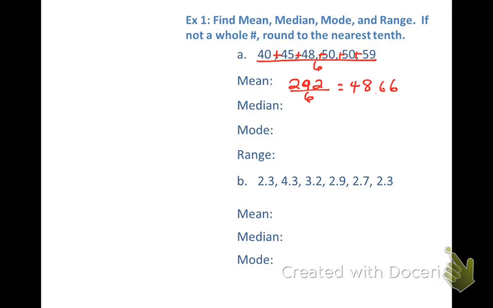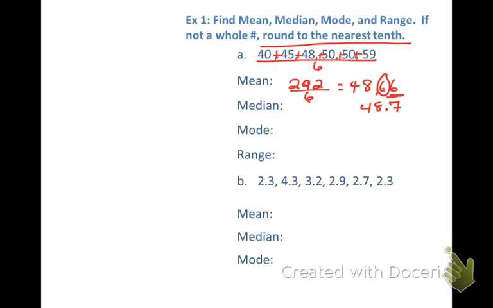So I'm going to make it go to the 100th at first. But it says round to the nearest tenth. So if I look, this is what I'm rounding to. Since you look at the second number, if it's 5 or above, you round up. So it would be 48.7.